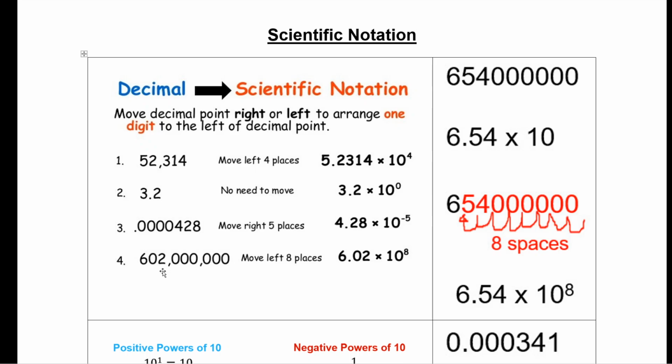Down here we've got 602 million. We need to move it 8 places. We've got 6.02 times 10 to the 8th. Notice our significant figures don't change. 5 here, there's 5 here. 2 here, there's 2 here. 3 here, because there's our decimal, we don't start counting until we get to that 4. 1, 2, 3 sig figs.